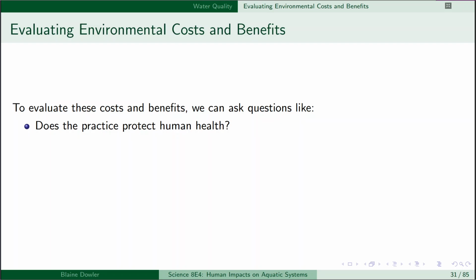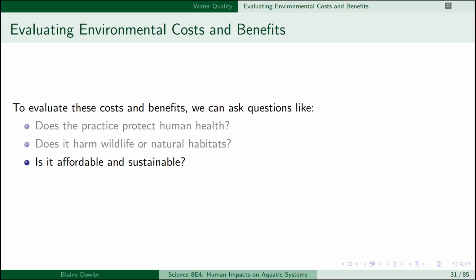To evaluate these costs and benefits, we can ask questions like, does the practice protect human health? Does it harm wildlife or natural habitats? Is it affordable and sustainable? Can it be improved with new technology?